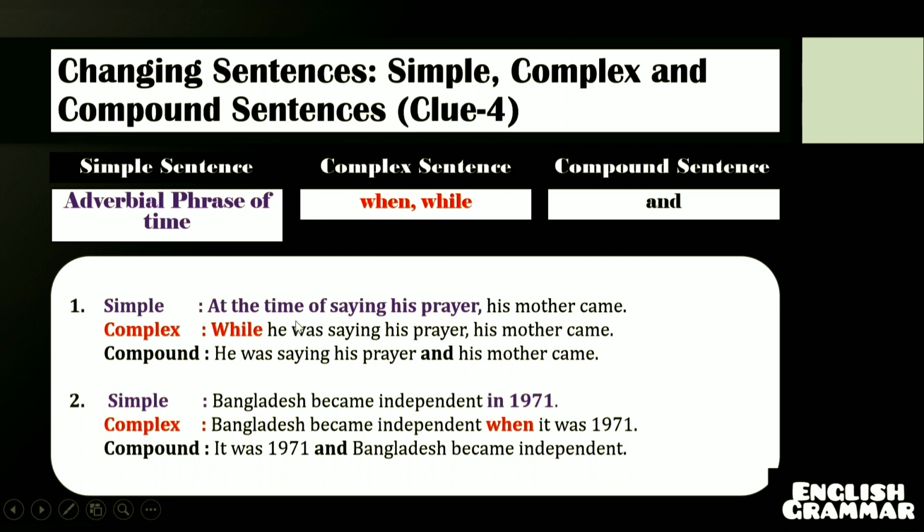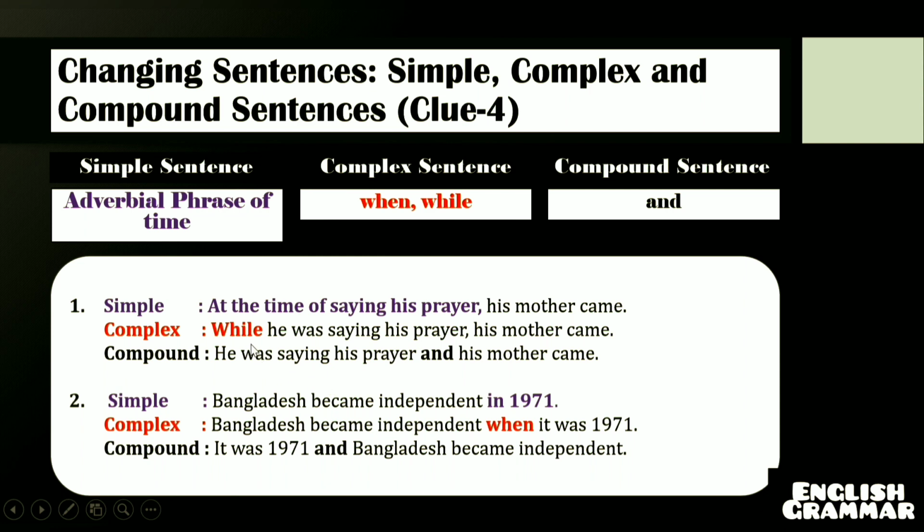And if I talk about this sentence here, I will find one clause: his mother came. And this part is an example of an adverbial phrase of time. Another part is "in 1971," and this part also indicates time. So if you want to change that kind of sentences into complex or compound, we have to use "while," especially for compound, and also "when."